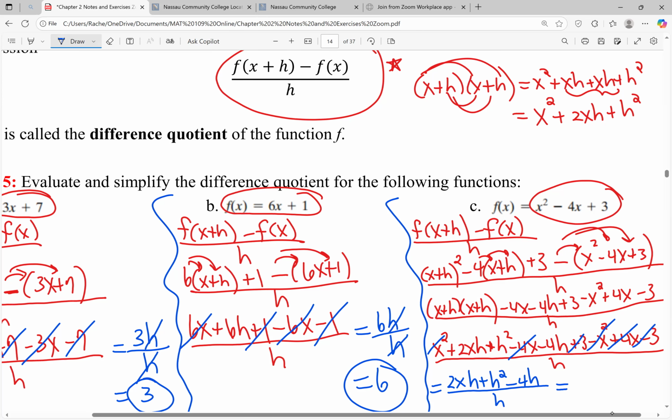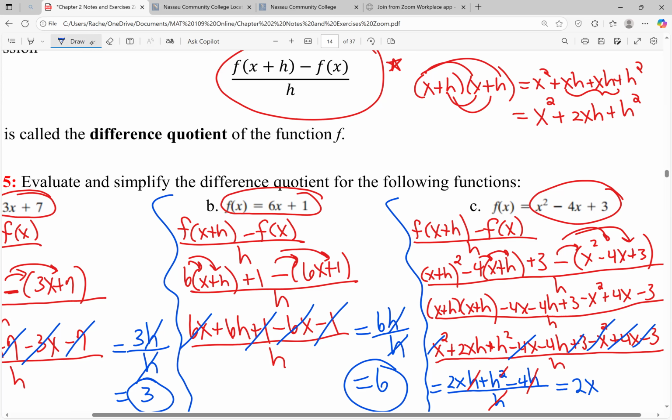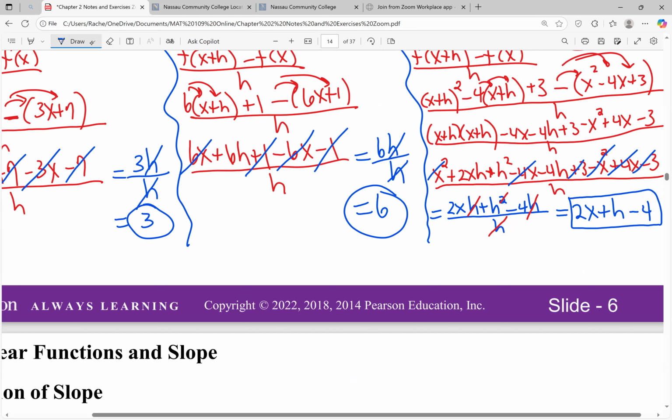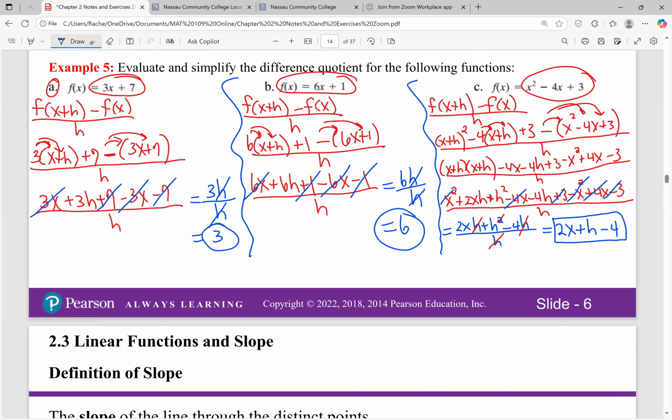And now everybody has an h in common, right? Everybody is divisible by 1h. So my simplified answer is going to be 2x plus h minus 4. And that wraps up this section. In the next lecture, we're going to begin 2.3, and we're going to talk about the definition of slope with linear functions.